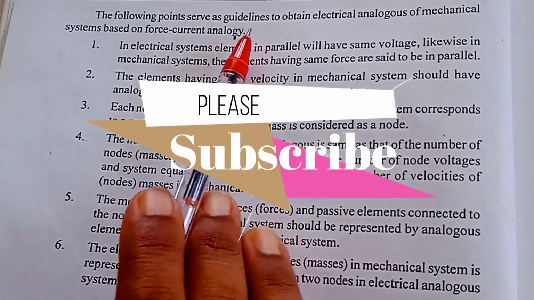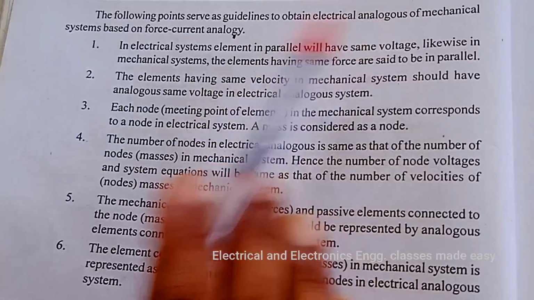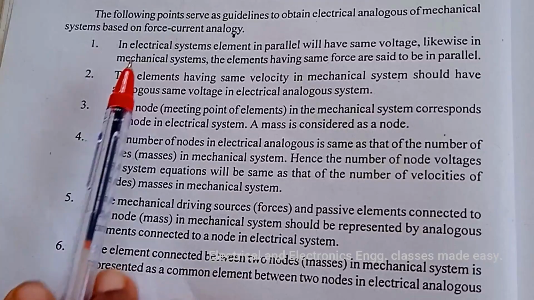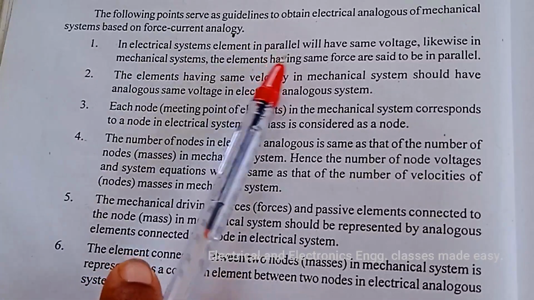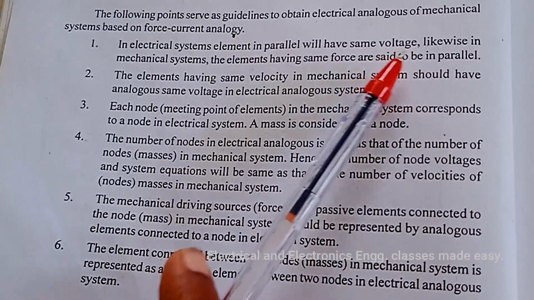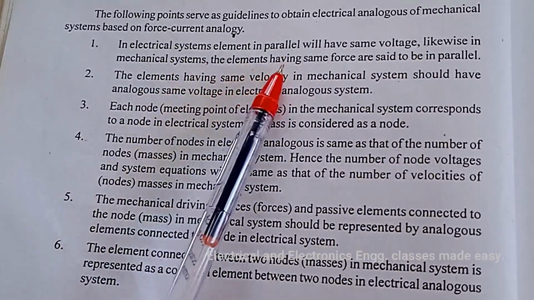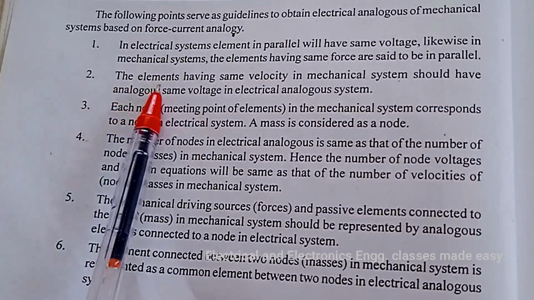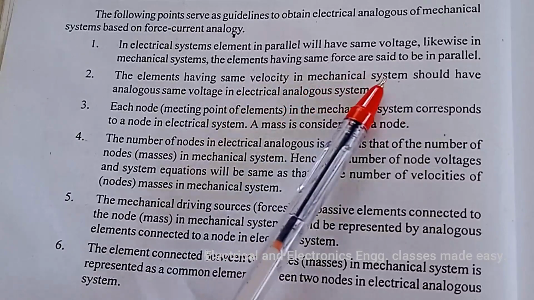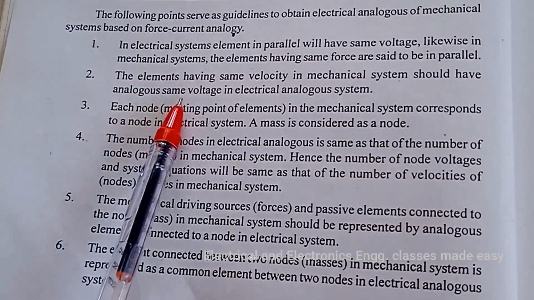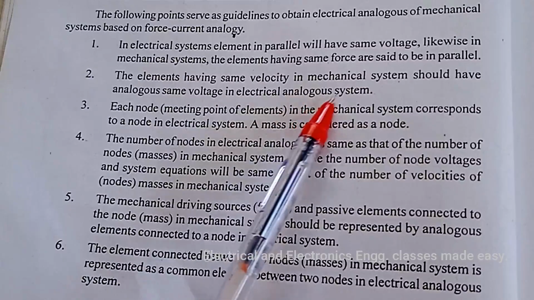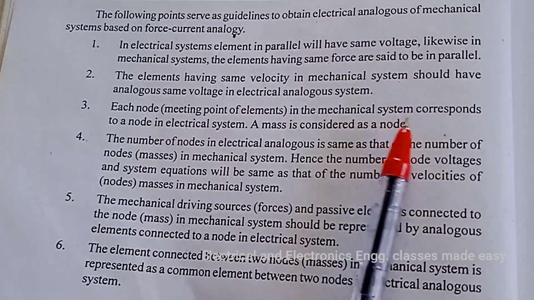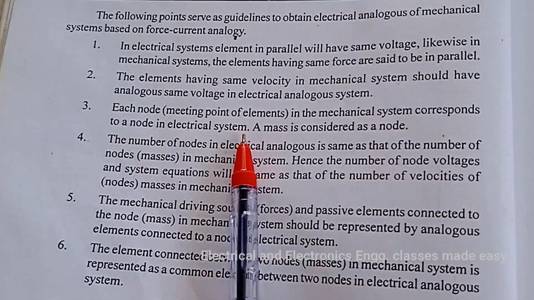Next are the guidelines to obtain electrical analogues of mechanical systems based on force current analogy. First one is, in electrical systems, elements in parallel will have the same voltage. Likewise, in mechanical system, the elements having the same force are said to be in parallel. Second one, the elements having the same velocity in mechanical system should have analogous same voltage in electrical analogous system. Third one, each node in the mechanical system corresponds to a node in electrical system.